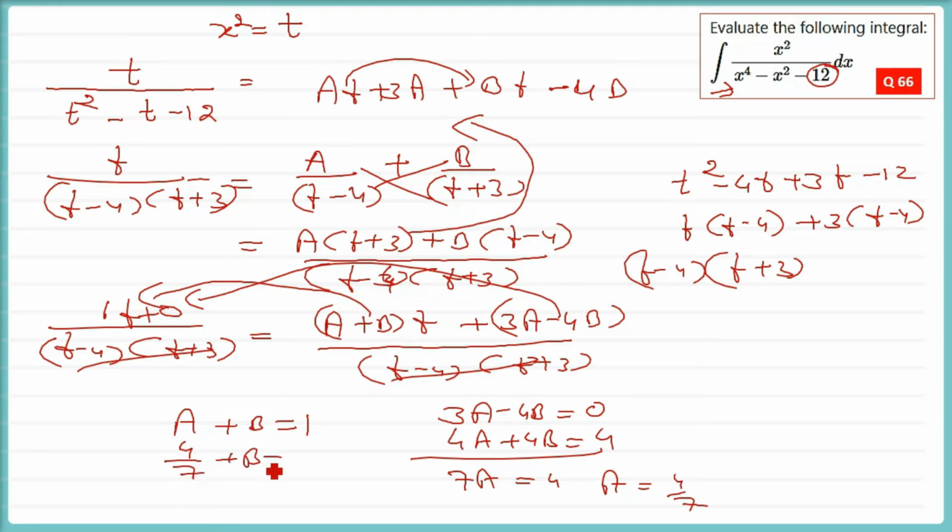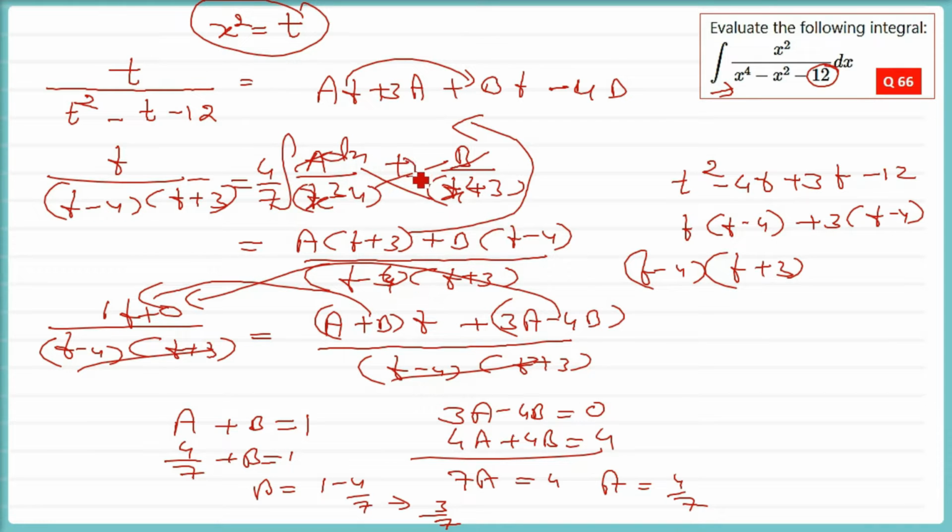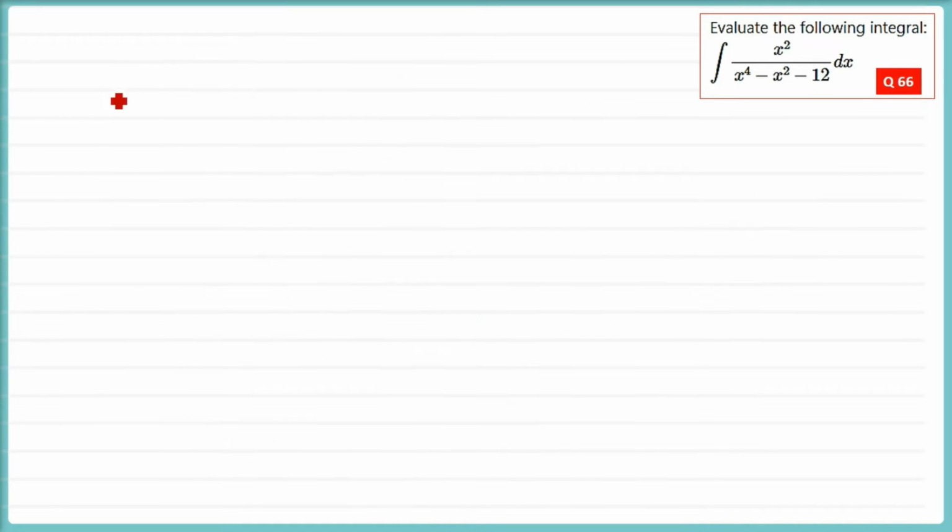A will come as 4 by 7. If you put A as 4 by 7, B will give you 3 by 7, because 1 minus 4 by 7 is 3 by 7. So the next step will be, we'll put A as 4 by 7. But before that, you have to replace t again by x square, because we have to integrate it now. So again 3 by 7 for B and integration of dx by x square plus 3. That's what we are doing right now.